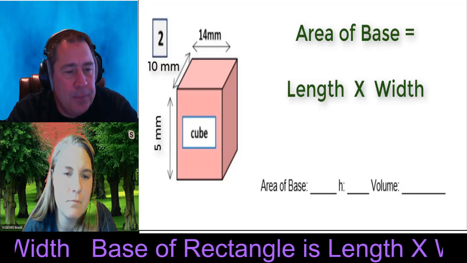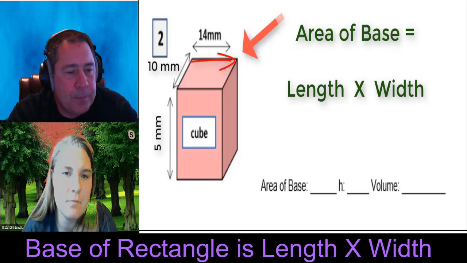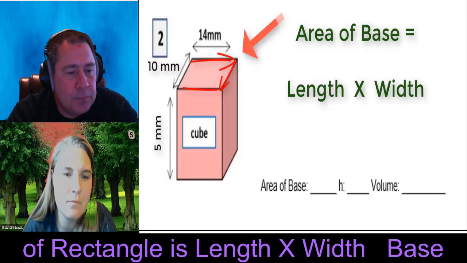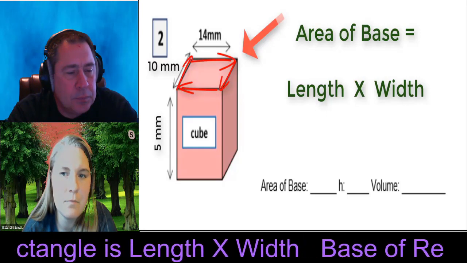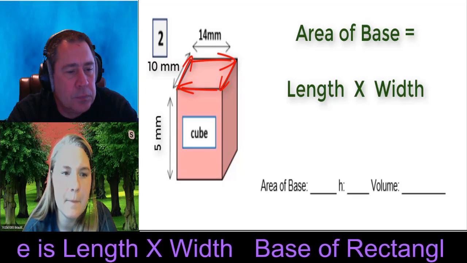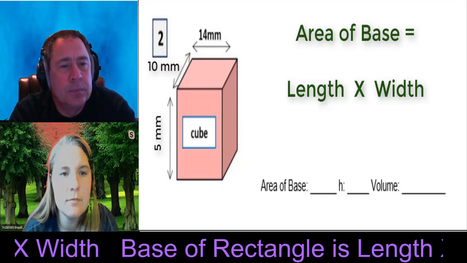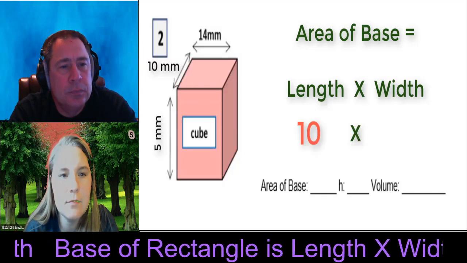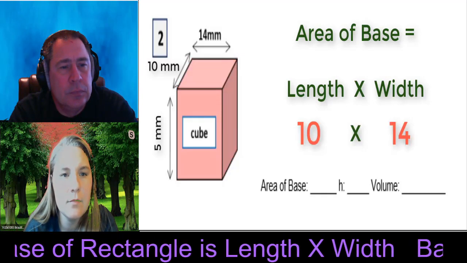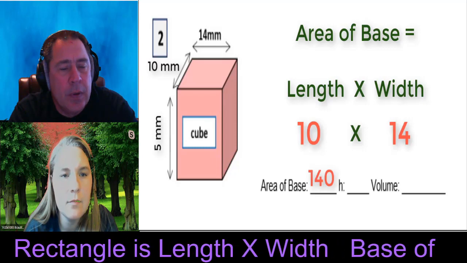And here we go. Hey guys, just remember, the end of the rectangle, the square, is where your base is going to be. I just marked it right there. But again, we need to find the area of the base to solve this first. We know the length is 10, and we know the width is 14. I multiply that together, and I get 140.